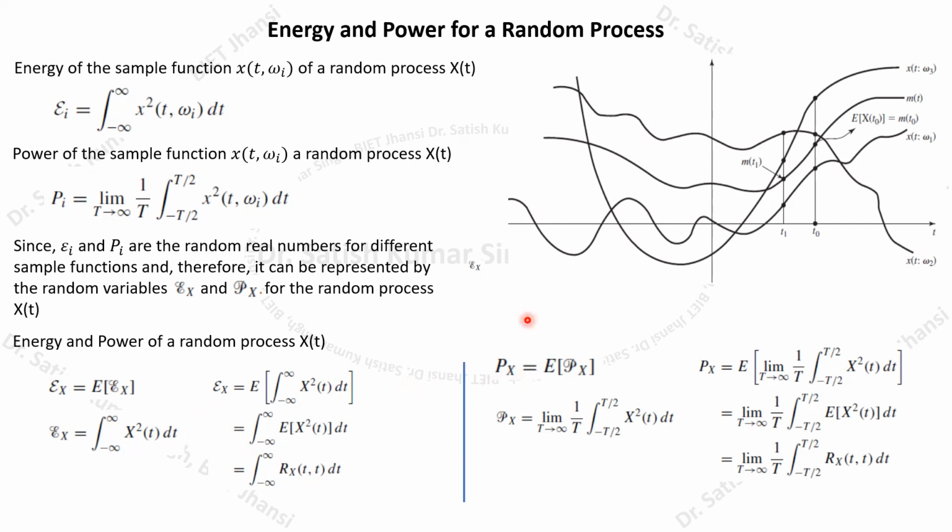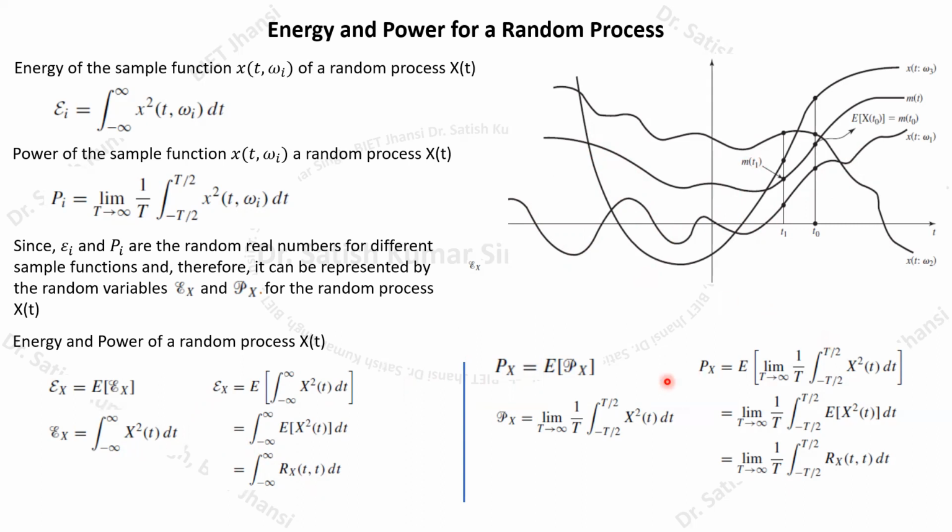Similarly, we have to calculate the average value of the power. First remember that we have to calculate the power or energy for a particular sample function, and then we have to average it out over all the sample functions available. We take all these energy values and average them out so that we get the average value.